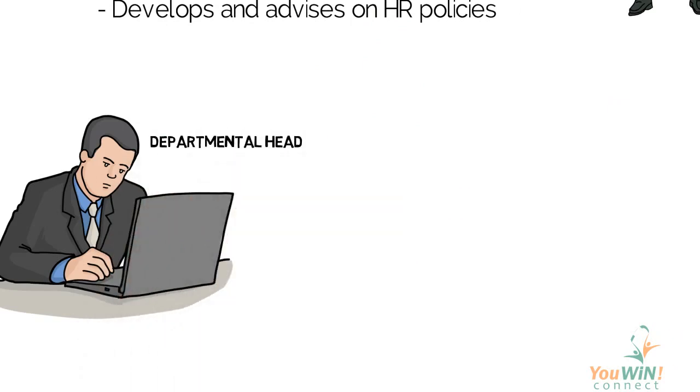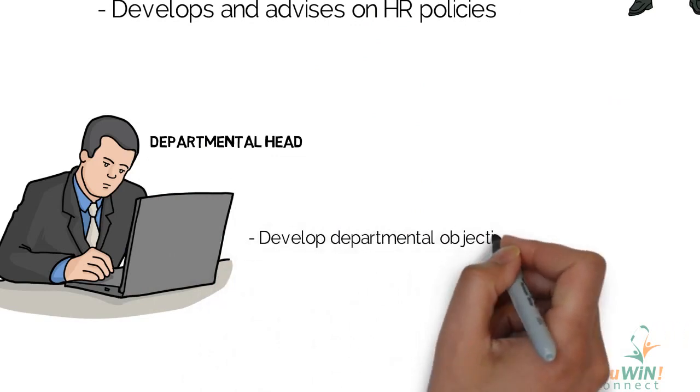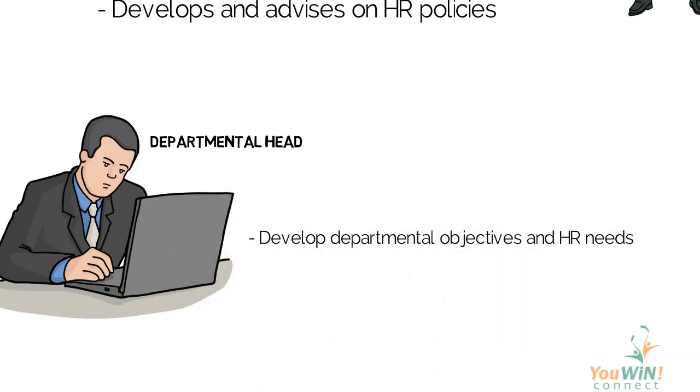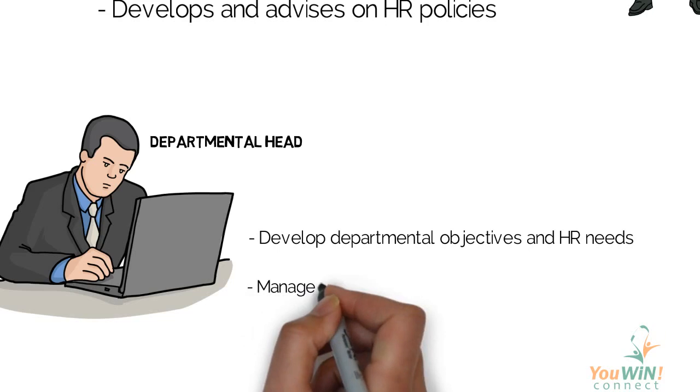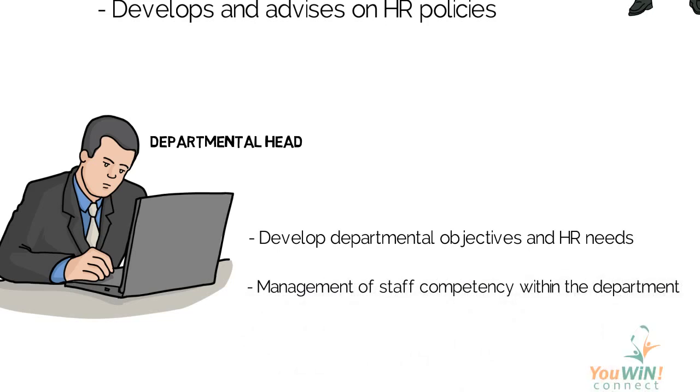Your departmental heads or functional managers, if you don't have departmental heads, they have to develop departmental objectives and the HR needs within each department, within their own unit. They also manage the staff competency within their respective departments.